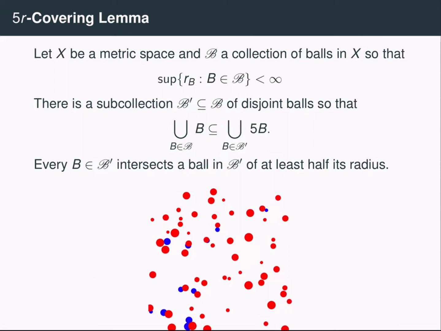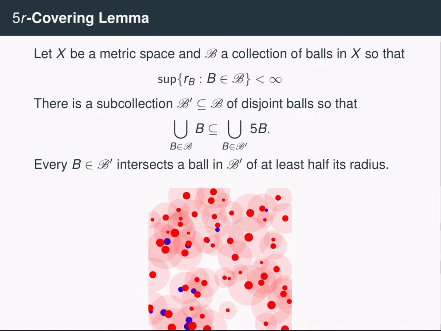And not only are they disjoint, they have the property that if I look at the balls with the same centers but 5 times the radius for the balls in this new collection, the union of these inflated balls covers the balls in the original collection. So you'll see here these shaded red balls are the red balls with the same centers but 5 times the radius, and you'll see that every ball, whether it's red or blue, is contained in this shaded region.